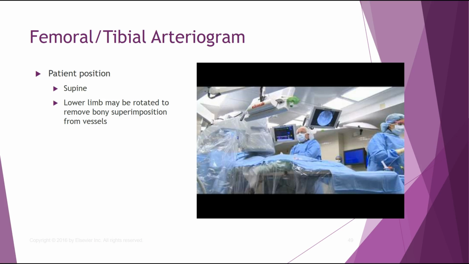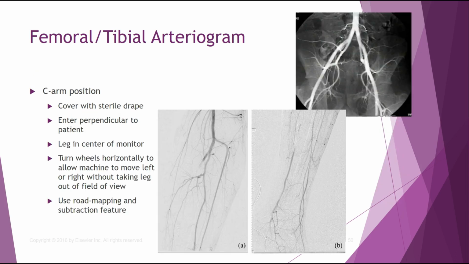Lower limb may be rotated to remove bony superimposition from the vessels, and the surgeon's going to do that, or your radiologist. Okay, the C-arm position, you're going to cover it with the drape. You're going to enter perpendicular to the patient like you always do. The leg is going to be in the center of the monitor. Turn your wheels horizontal. This is the pan motion again, so that you can go right or left and track down the leg to watch the contrast, to follow the contrast, okay?